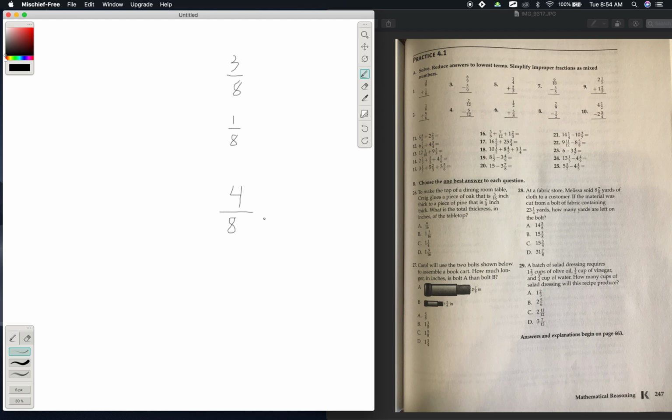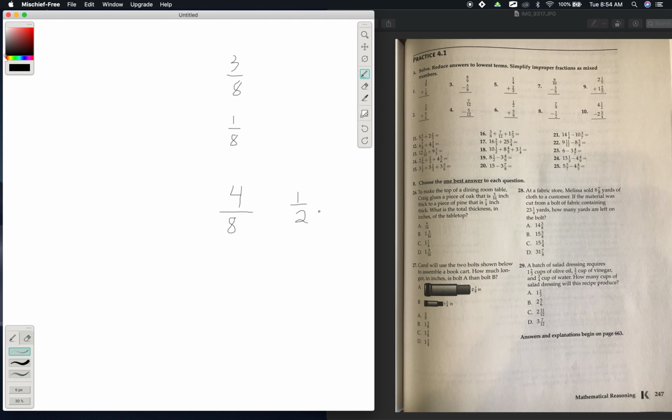I said find the highest number. I actually meant the least number. So, the highest number that goes into both of these. So, for example, does 4 go into 8? Yes, it does. And it also goes into itself. Okay? So 4 goes into 4 one time. And then 4 goes into 8 two times. So we've pretty much reduced it.